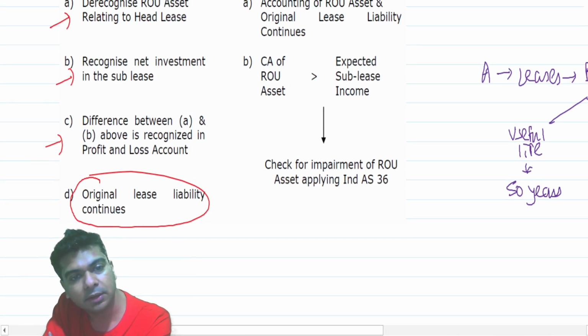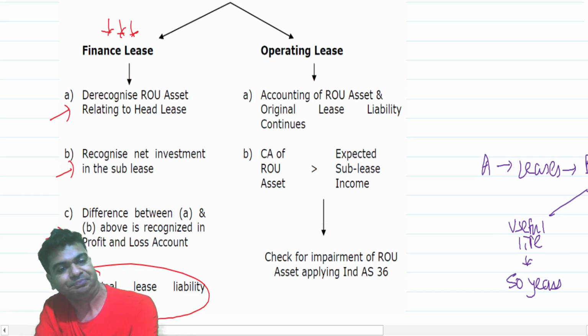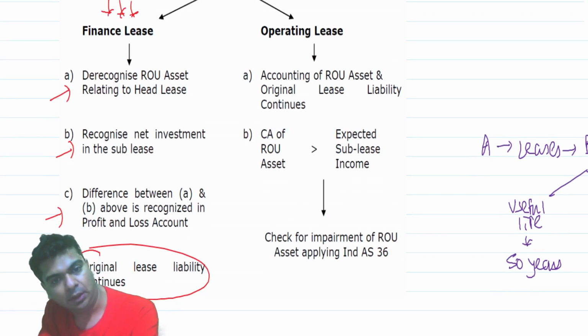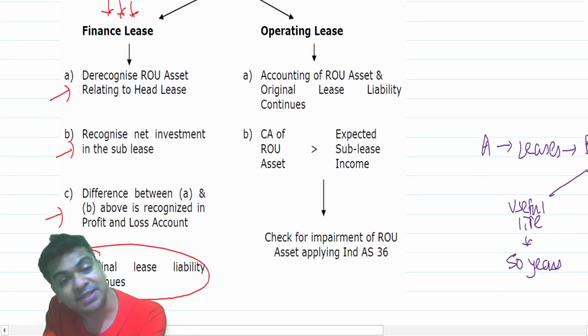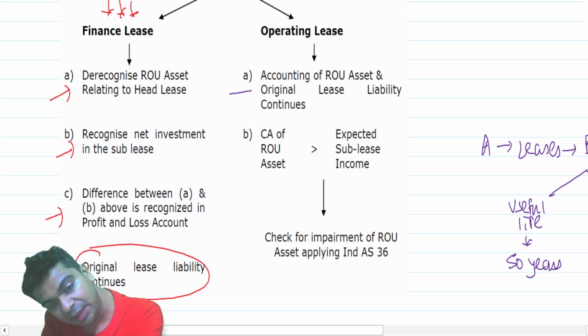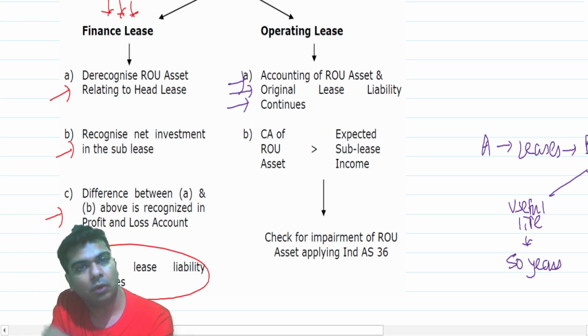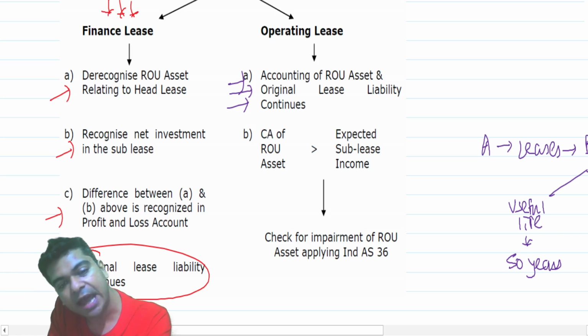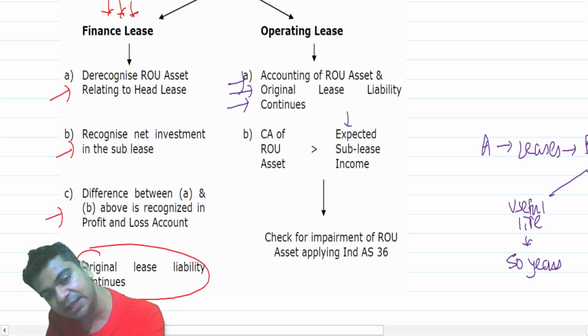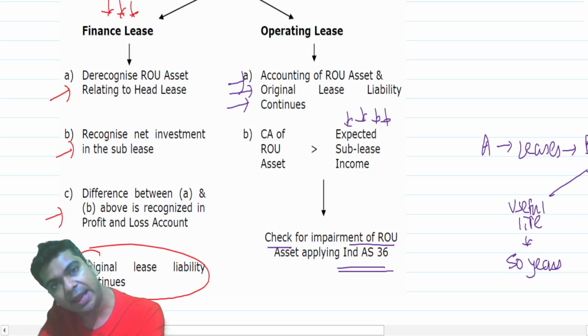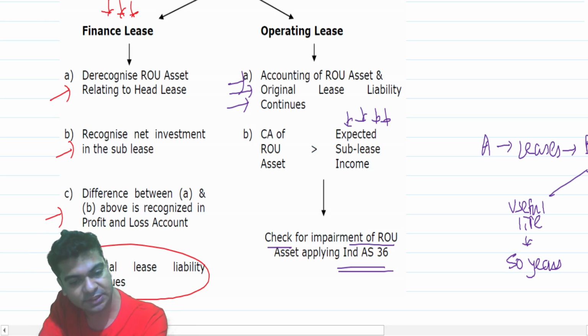So what exactly is the guidance which they have given for operating lease? Here it is. They say accounting of ROU asset and the original lease liability continues, so it will remain as it is. Only one extra point is there, that if the carrying amount of the ROU asset is higher than the expected sublease income, then there is a possibility of impairment. Then you should check for impairment by following the principles of Ind AS 36.